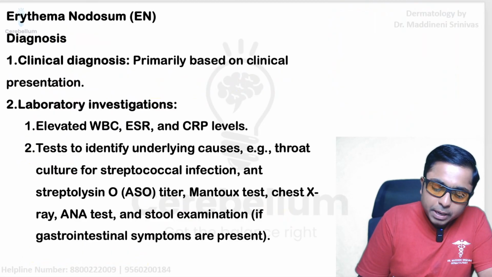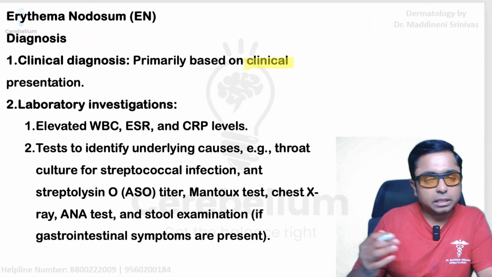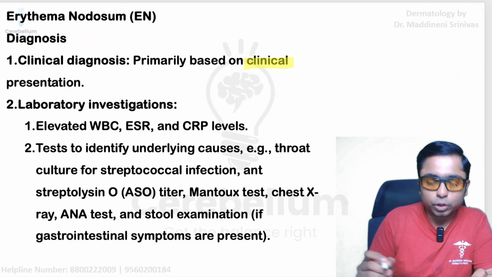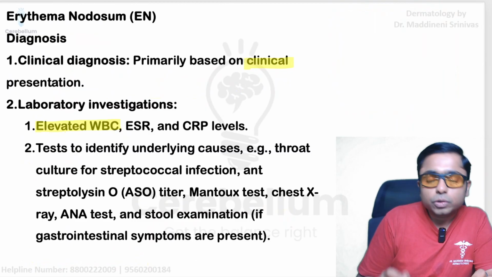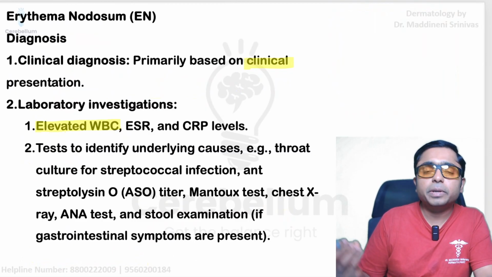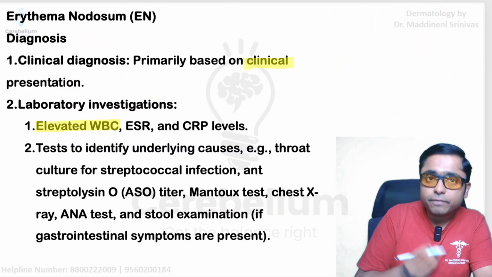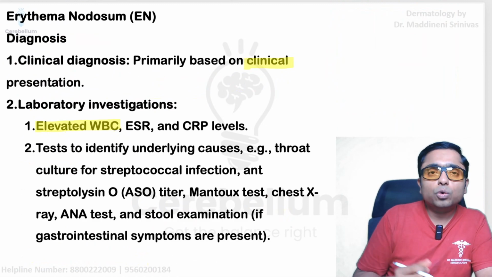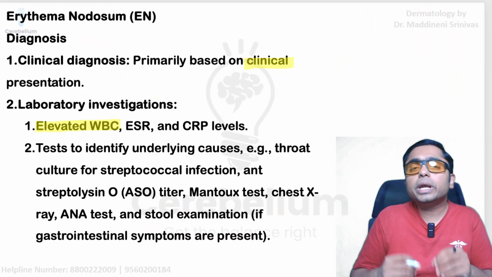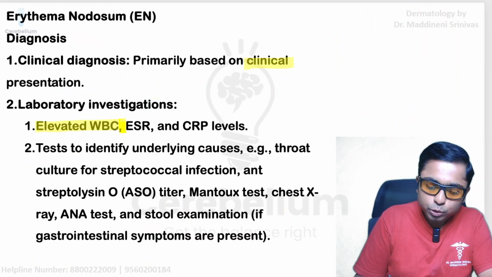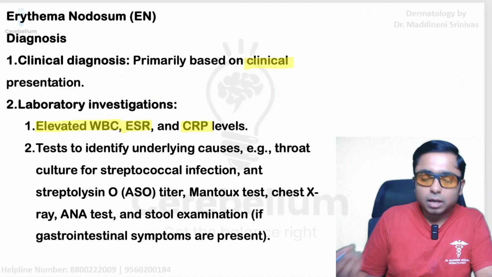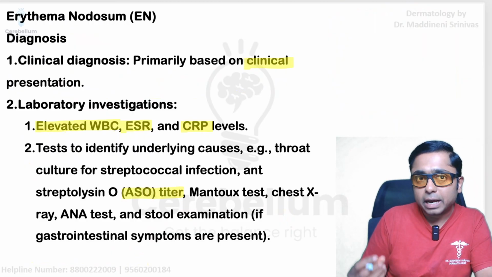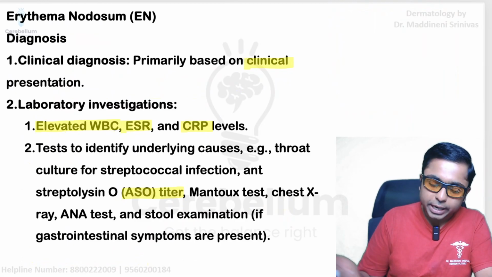The diagnosis is primarily based on the clinical presentation. Just with the help of the clinical picture, we can come to a conclusion. But you can also send for blood investigations, because there can be an associated infection which is the underlying cause of erythema nodosum. So there could be a picture showing that of an infection: elevated ESR, CRP, and because streptococcal pharyngitis is the most common cause, ASO titers and Mantoux test.